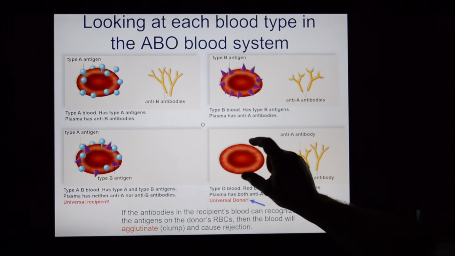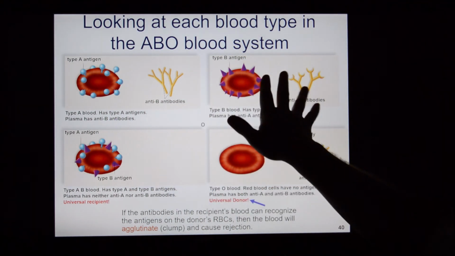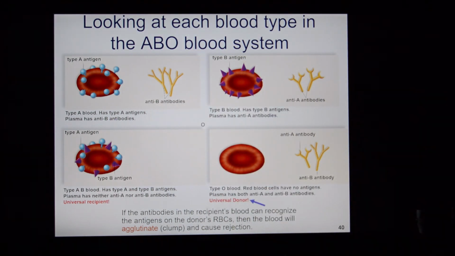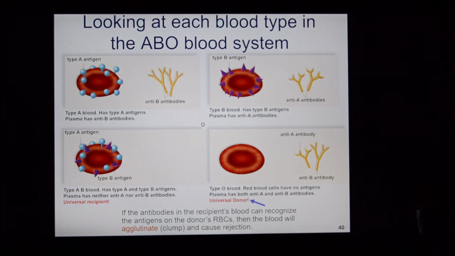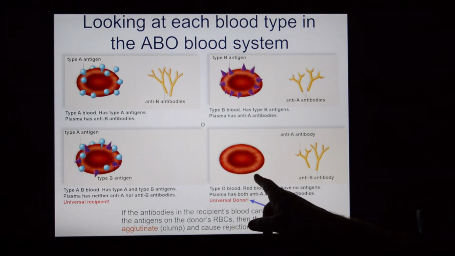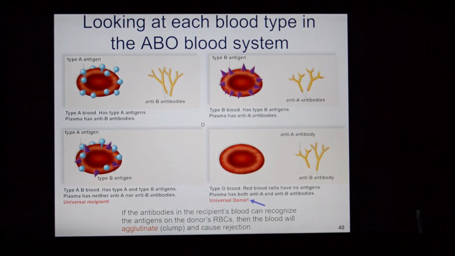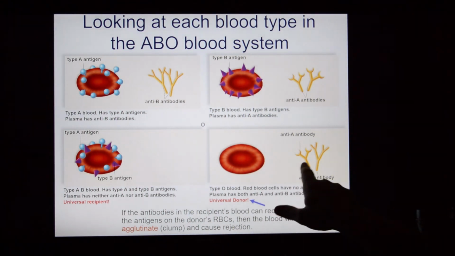There are no markers on these cells, ergo, there's no antibodies that can attack them. This person is considered a universal donor. They can donate blood to anybody, and it's totally fine. The problem is a person with type O blood can only receive type O blood, because any A's or B's, they can make antibodies against this.